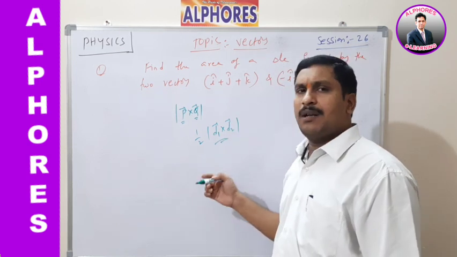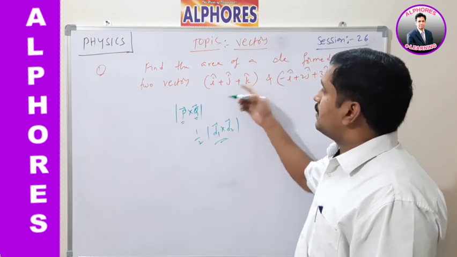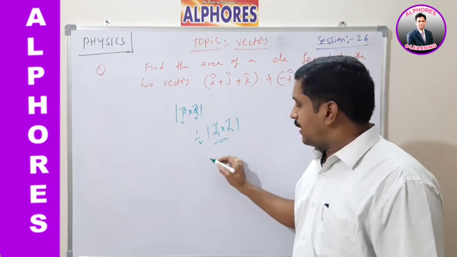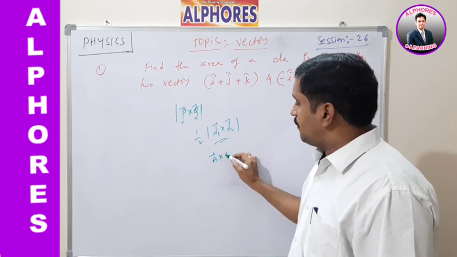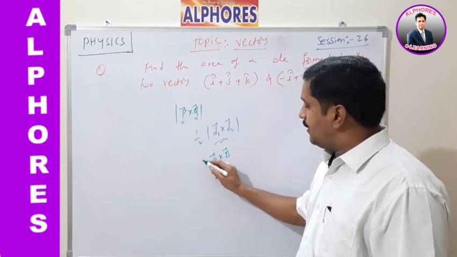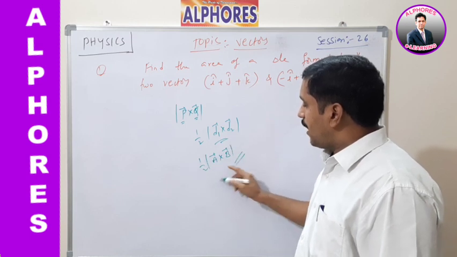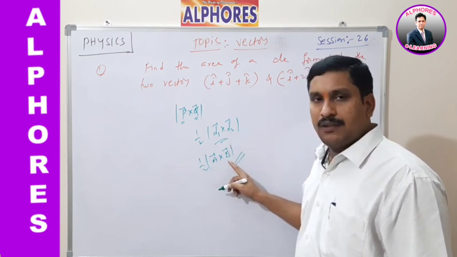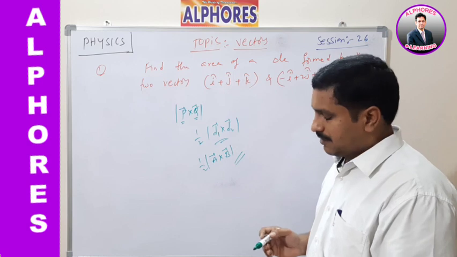In a similar way, what about the area of a triangle? When the triangle is formed by two vectors a bar and b bar, which are the two adjacent sides of the triangle, the area of the triangle is half of the magnitude of a bar cross b bar. Okay, now this is the method.